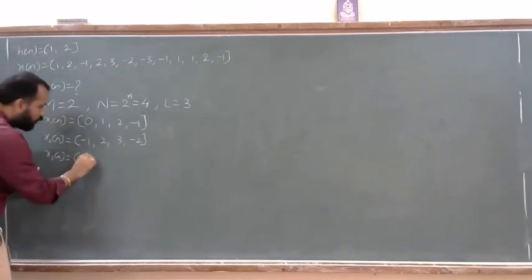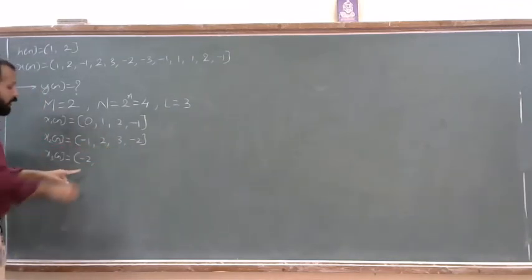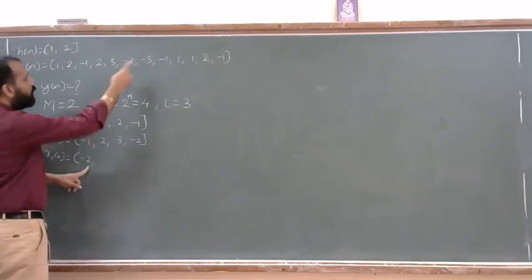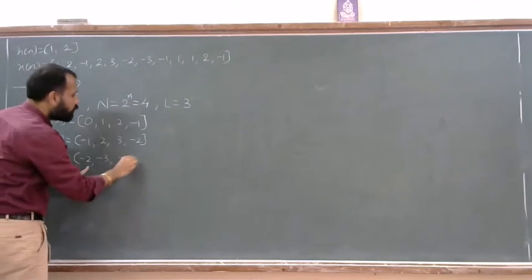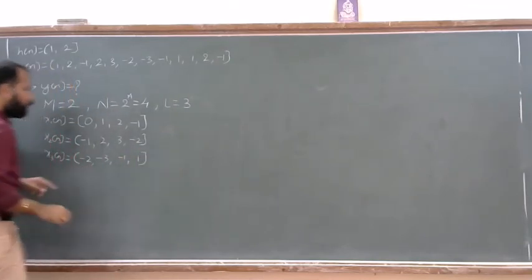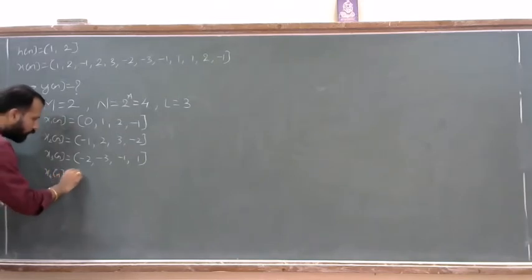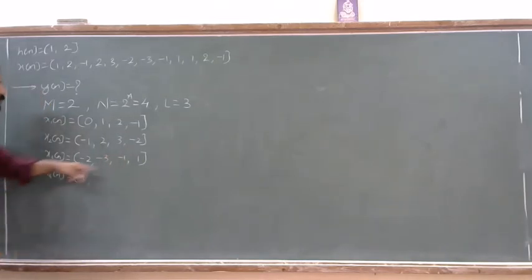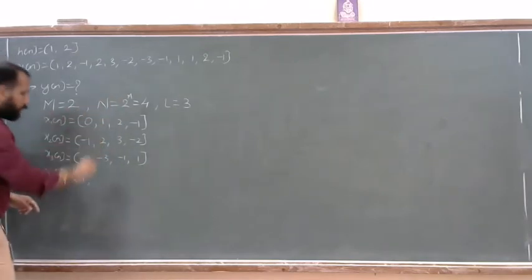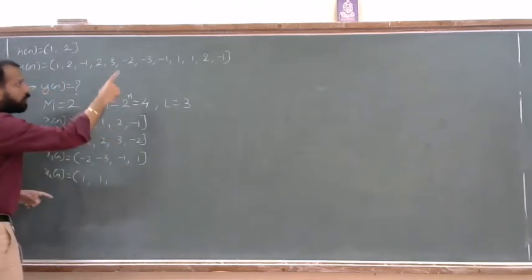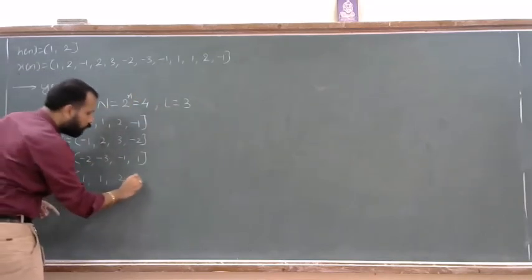The last m minus 1 samples will be taken from the previous block, and the remaining n samples will be taken from the input: minus 3, minus 1, 1. Okay. Next, x4 of n: the last m minus 1 samples will be taken from the previous block, and the remaining L samples will be taken from the input. So 1, 2, minus 1.